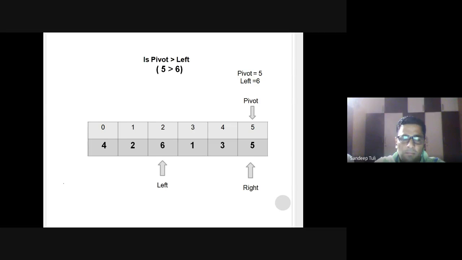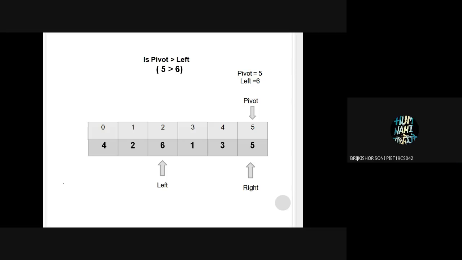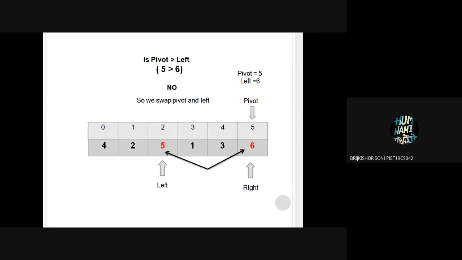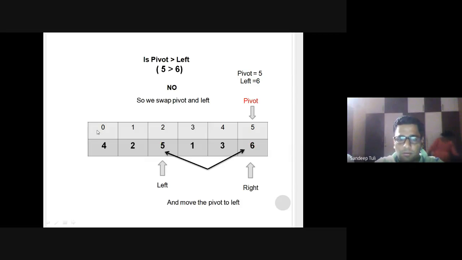Now 5 and 6. The condition is not true now. So we swap the pivot and the left. We will swap 5 and 6. In this way it will be swapped. Is it okay? Okay, sir. Wait for a minute.